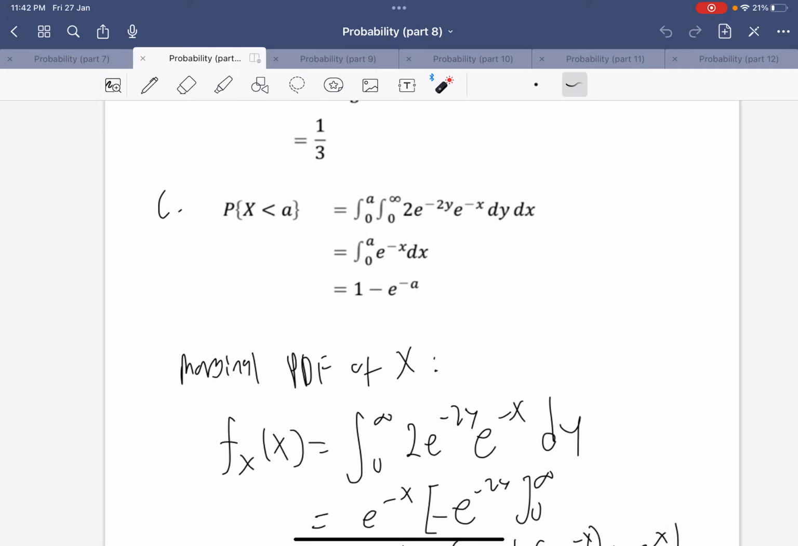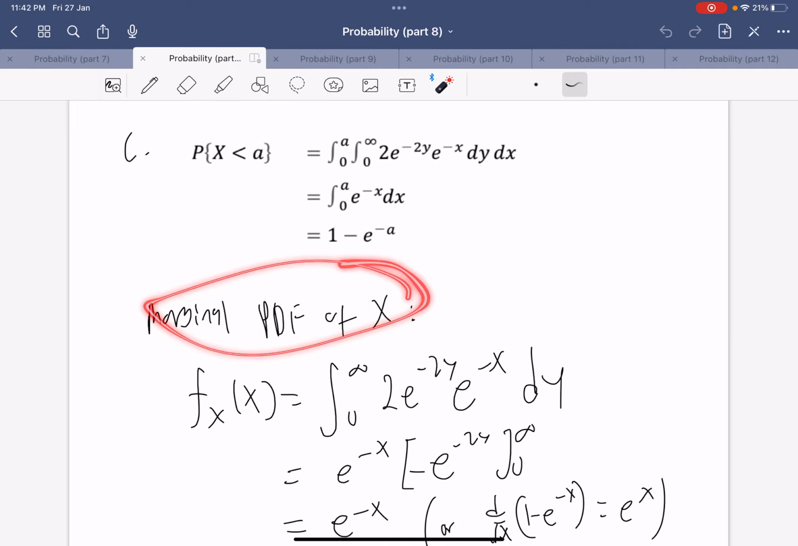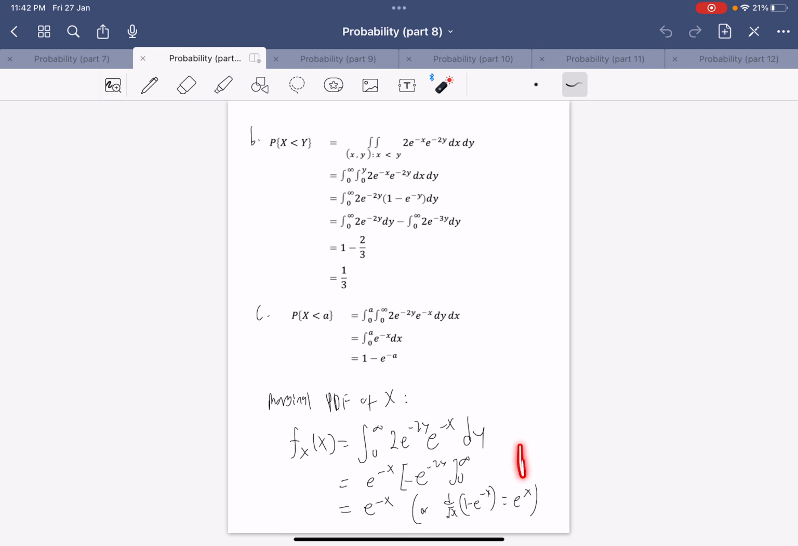And so we can find the marginal PDF of x as follows. We just need to integrate the joint distribution with respect to y. And we see that the marginal PDF is e to the power of minus x. Or we can find the CDF over here and just differentiate. It will result in the same conclusion.